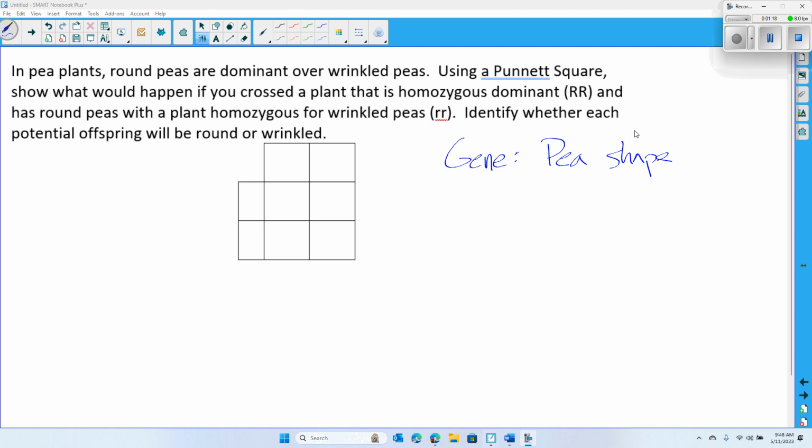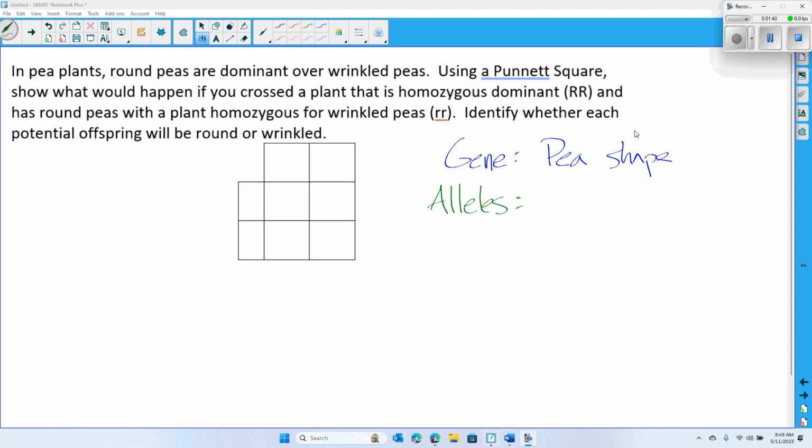Okay, so our gene is pea shape. All pea plants have a gene for pea shape. In fact, they all have 2. They have 2 homologous chromosomes. They each have the same gene for pea shape. They may have the same allele, or they may have different alleles. We have 2 different allele possibilities.